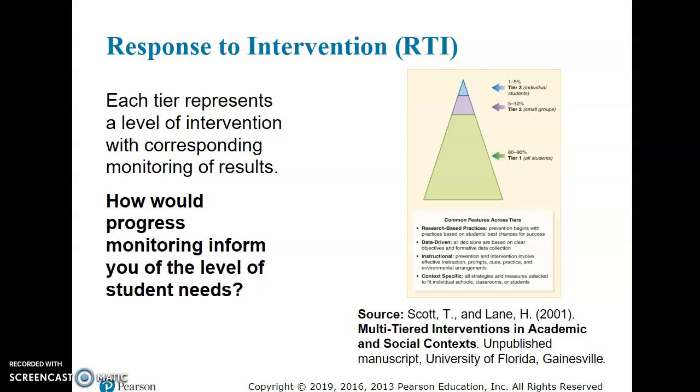Tier 1 represents the core instruction that is used with all students based on high-quality, grade-level mathematics. Tier 2 represents students who did not reach the level of achievement expected during Tier 1 instruction. Students who move up to Tier 2 should receive supplemental targeted instruction. Tier 3 may include comprehensive mathematics instruction or referral for special education.